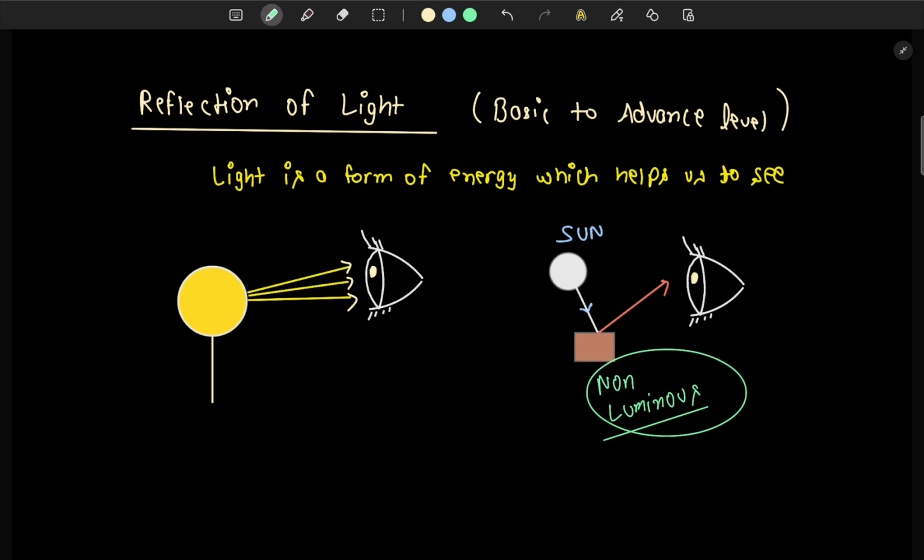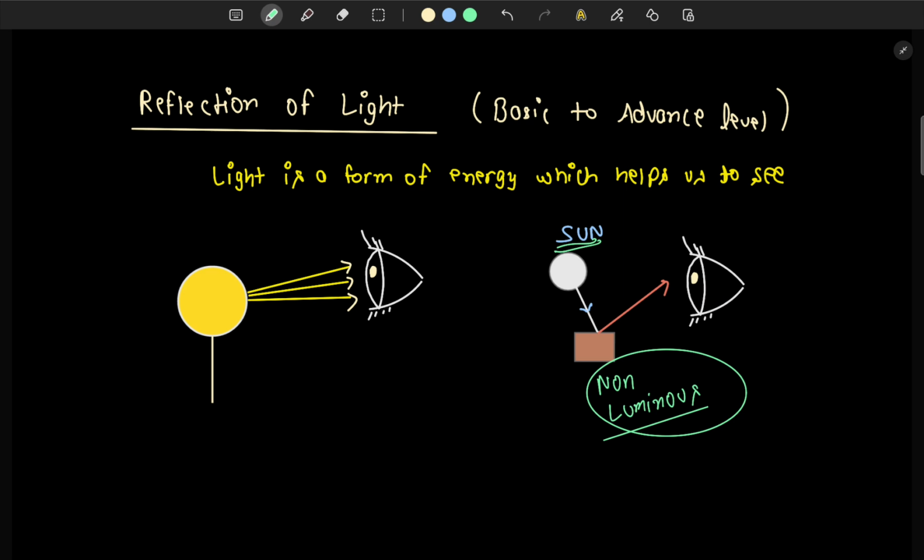Okay, so there are two methods by which we are able to see. First one is that the object itself emits some rays, because of which we are able to see the object. Secondly, we have a luminous source like the sun, which throws its light on the objects, and then they reflect the light, and that light reaches the eyes.